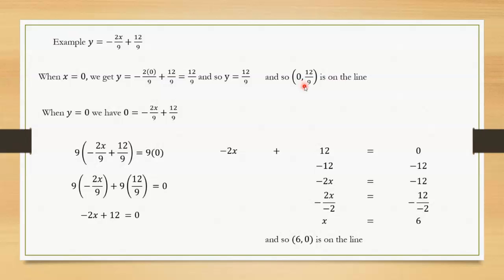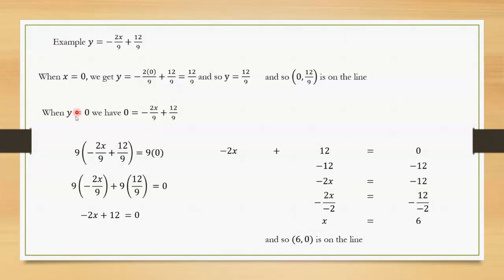So this point is on the line. 12 over 9 is not the best number, but it's okay. You have calculators and other tools you can use as well. I think it turns out to be about 1 1/3, but I don't remember for sure.